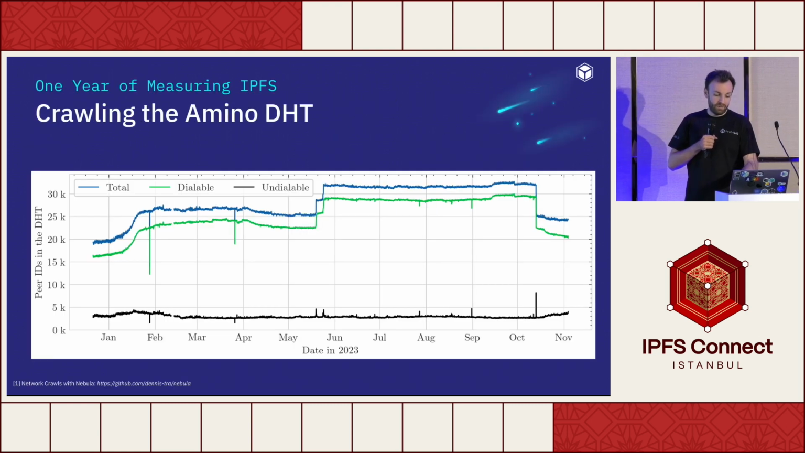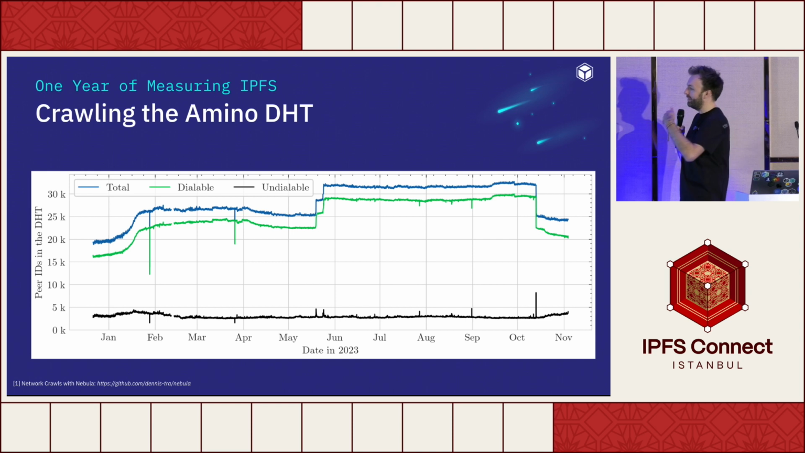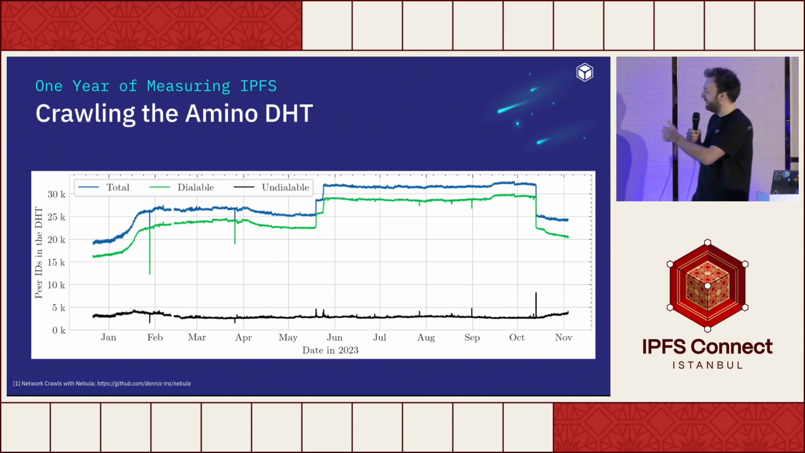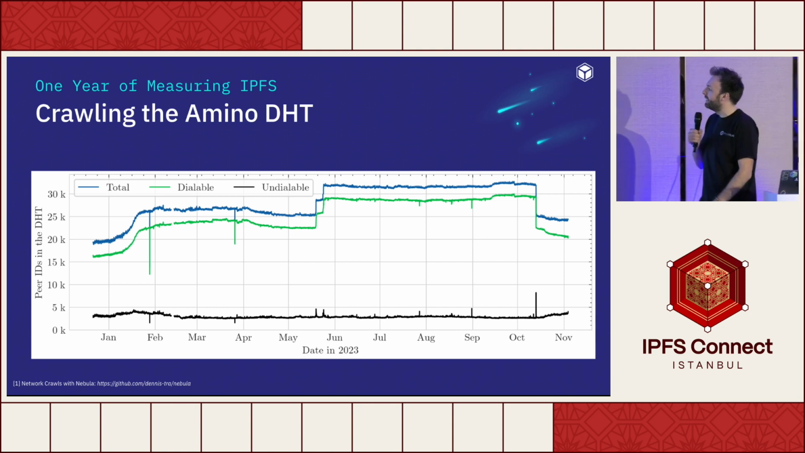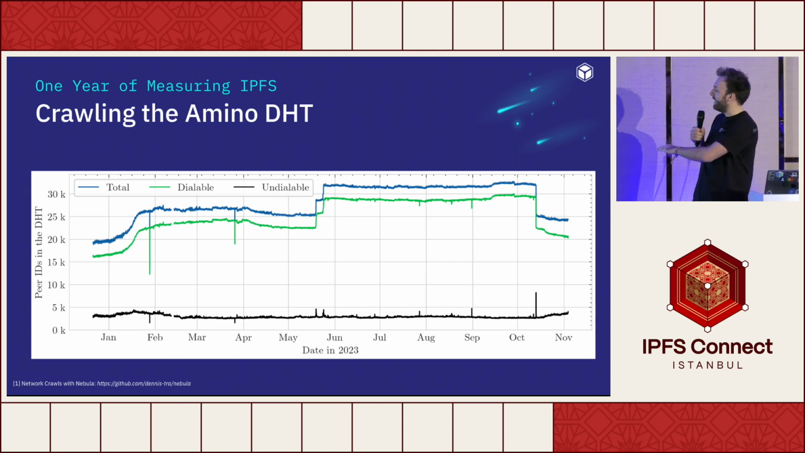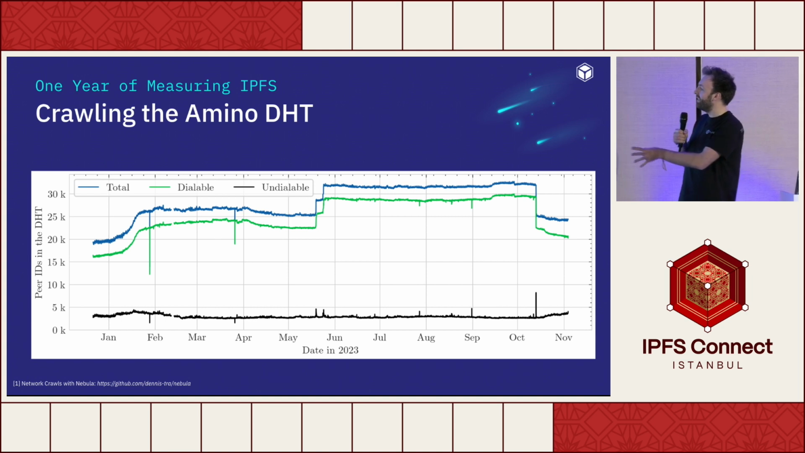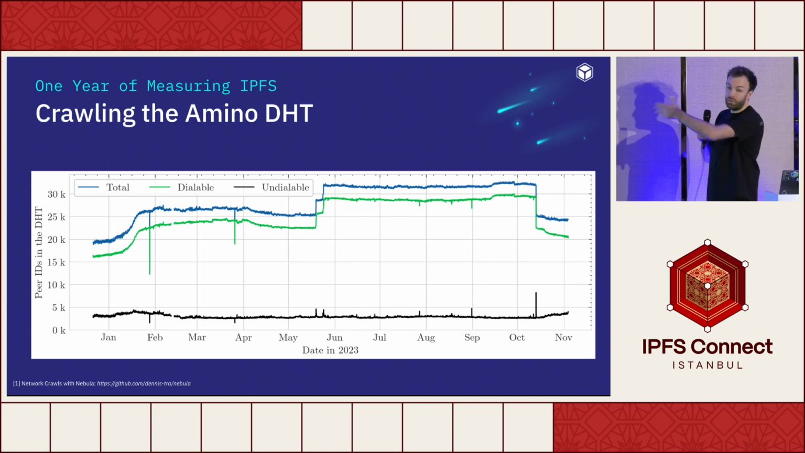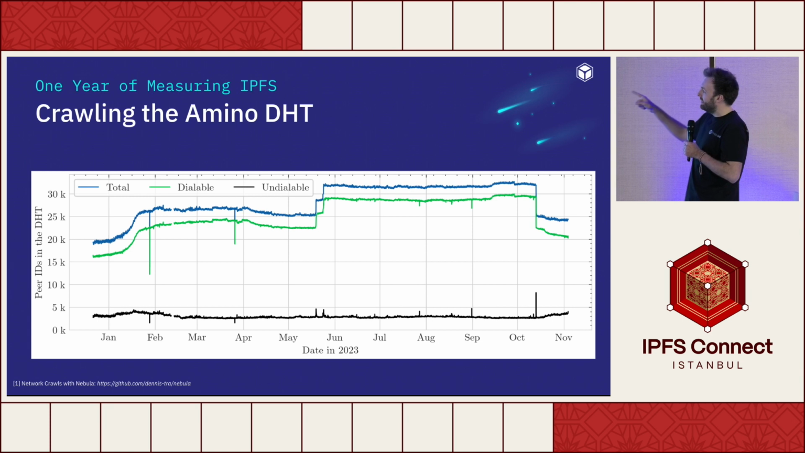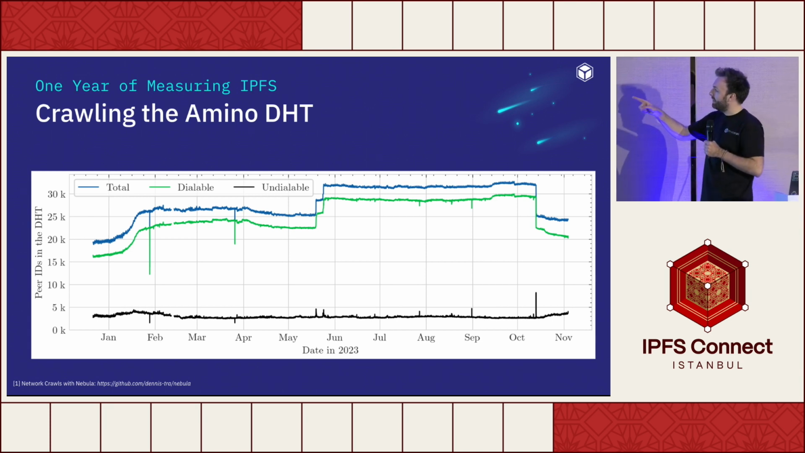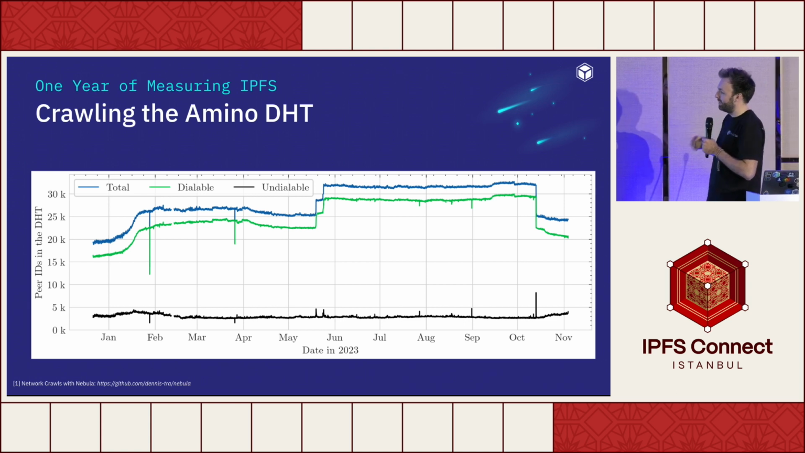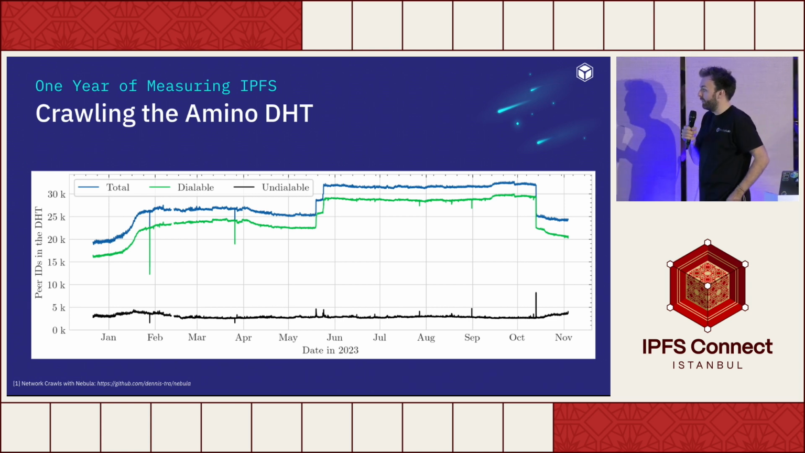And I brought a couple of slides which just look back over the year. So how has the network evolved over the past few months? What we can see here is the date on the x-axis and the number of unique peer IDs that we find in the public IPFS DHT, which is now called the Amino DHT, just so you know. The blue line is the total number of unique peers, and the green line shows the number of peers that are actually online, and the black line at the bottom shows the ones that we consider offline.